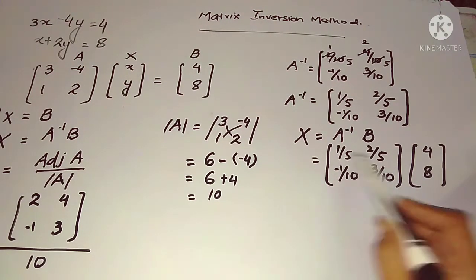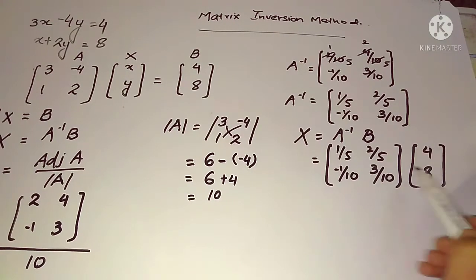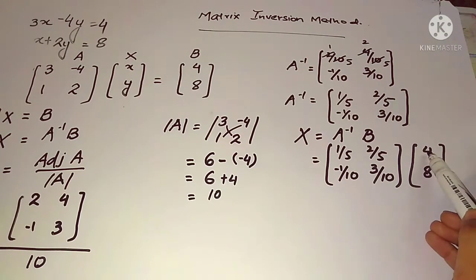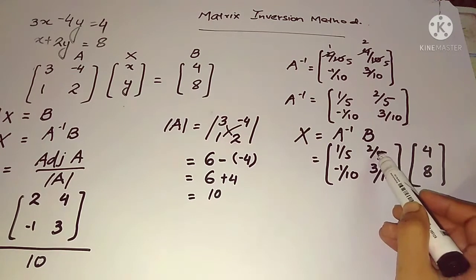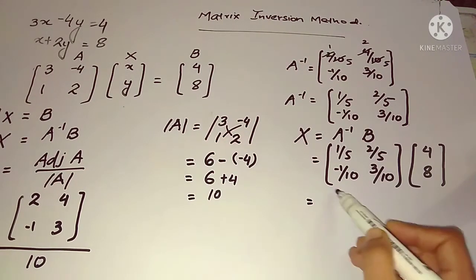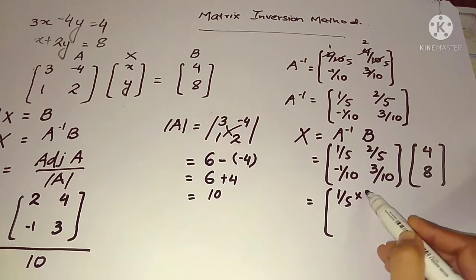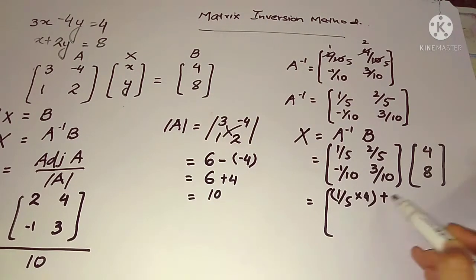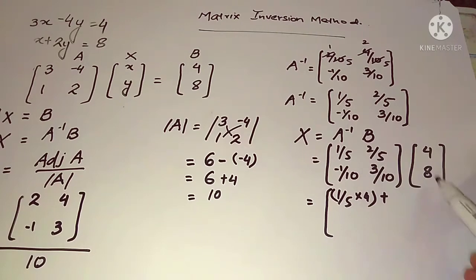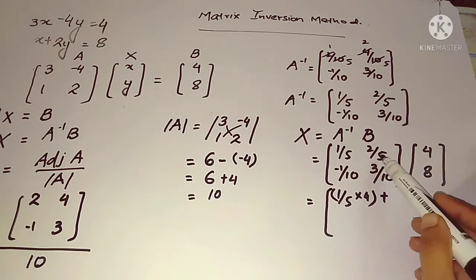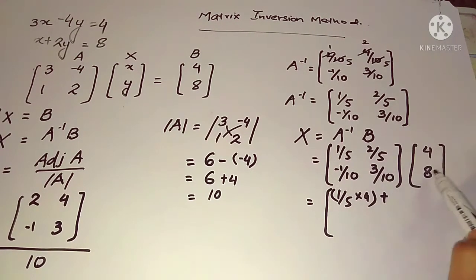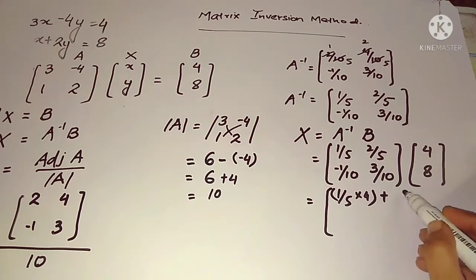Okay, ji, how would you multiply? You will multiply the row with this column. First, we will multiply 1 by 5 with this 4, and then you will multiply 2 by 5 with 8. In between, you will put the plus sign. And then you will multiply the second entry of this row with the second entry of this column: 2 by 5 with 8.